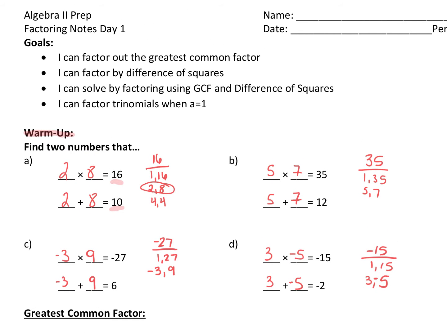Today in factoring, we are going to go over how to factor a greatest common factor, a difference of squares. We are actually not going to do this second objective. We're going to save this for later. But we are all going to factor trinomials when A is 1.